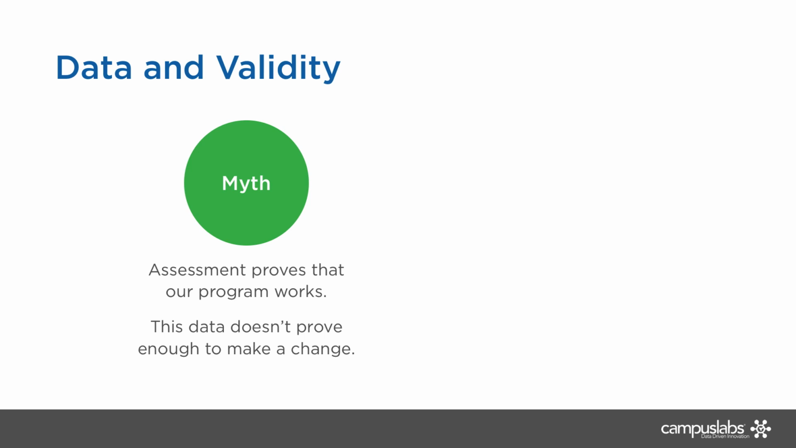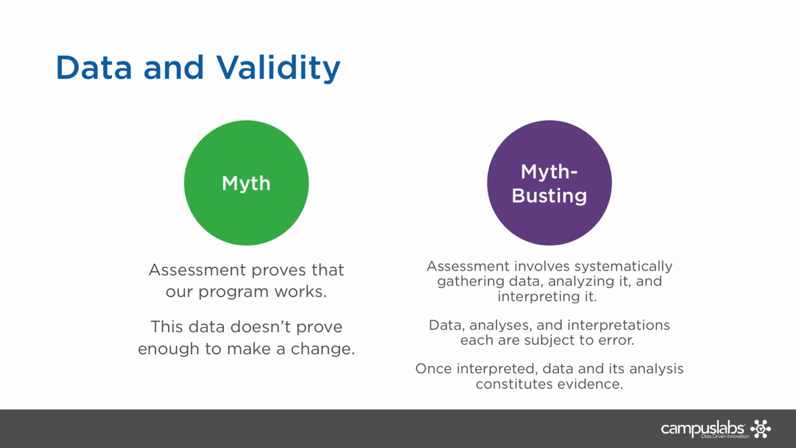You won't find proof in research either, because while both are systematically gathering data, analyzing it, and interpreting it, each of those steps is subject to mistakes, biases, and other errors. All of these undermine the claim of proof. While research will seek to carefully control for these errors, even the best research design doesn't eliminate all error. And for this reason, in research, it's important to test hypotheses under several different designs and compare the results across them.